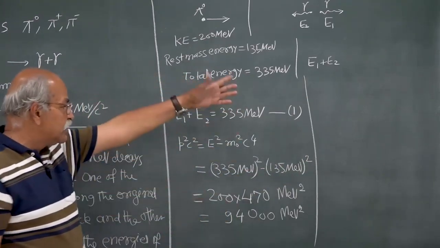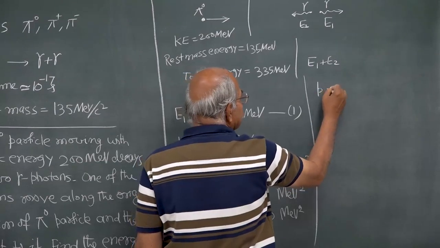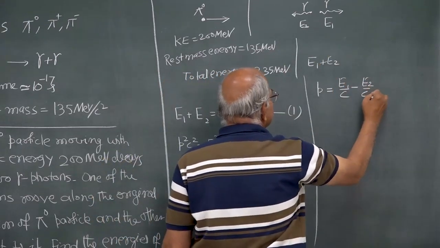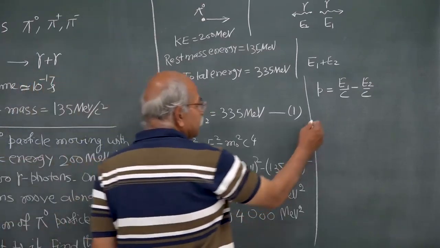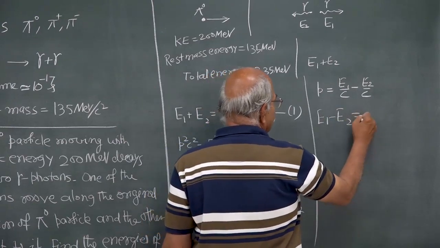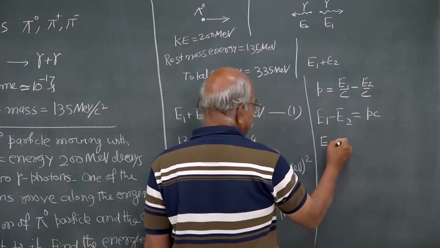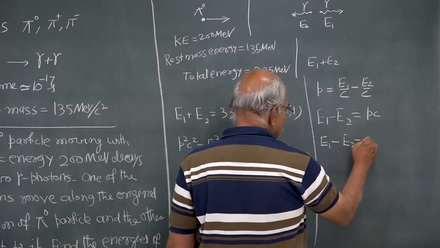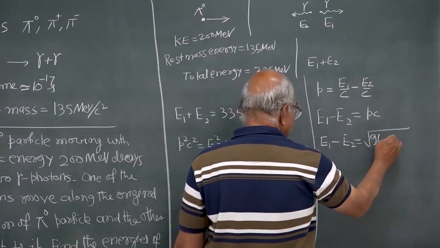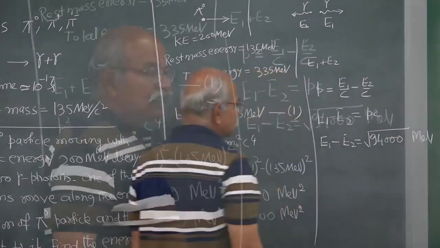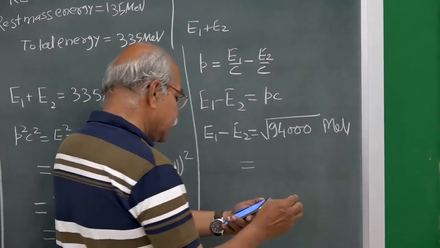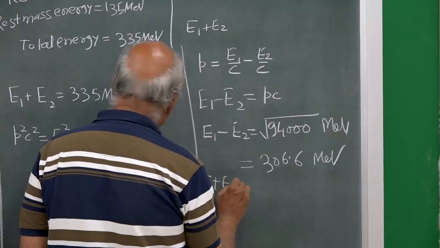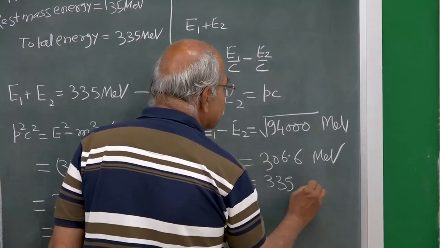And from the other side, the total linear momentum will be E1 by c minus E2 by c. That is the total momentum, and therefore, E1 minus E2 is equal to pc. E1 minus E2 is equal to the square root of this, that is the square root of 94000 MeV², and that is 306.6 MeV.